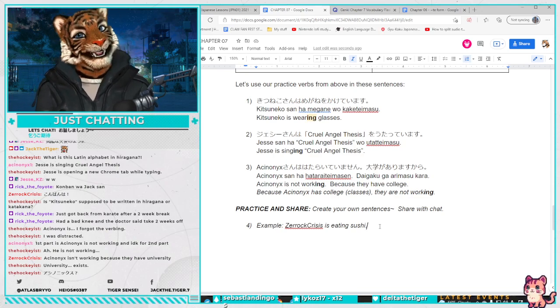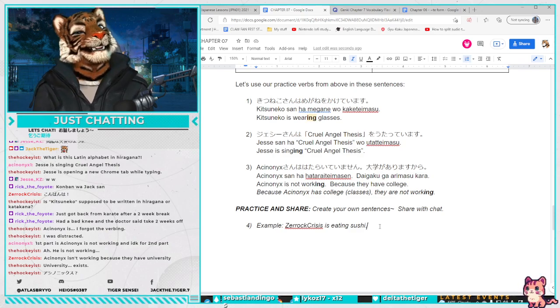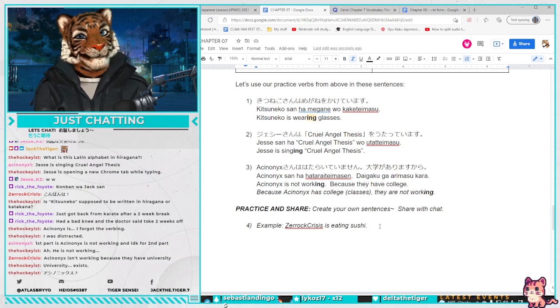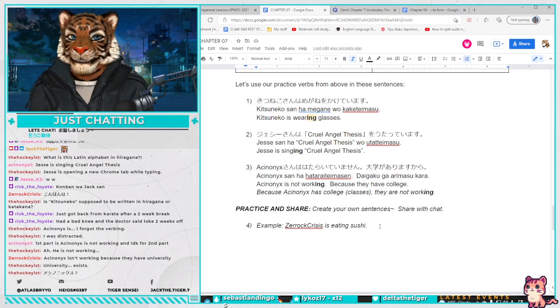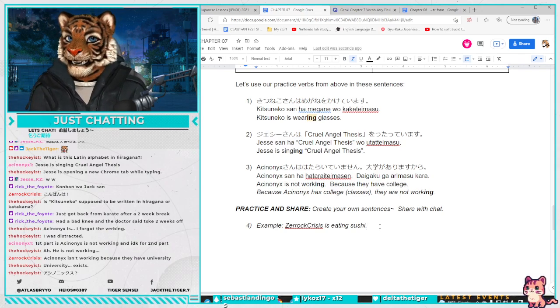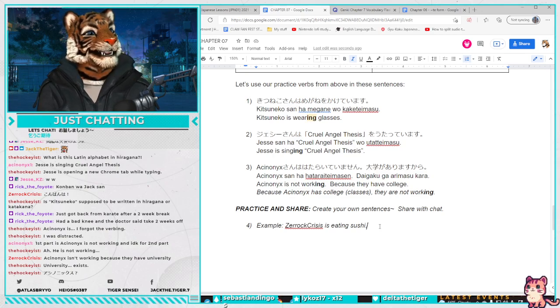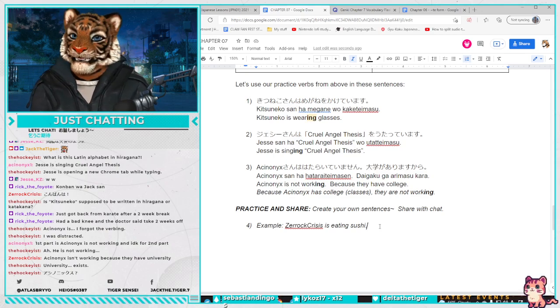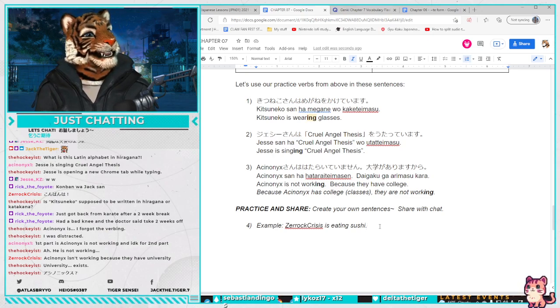Please use, I can use that word. We learned that scout to use. Teiru o tsukatte kudasai. I'm so happy we're in Japanese too, because I can use all these other verbs I've been wanting to use. So Zarak Crisis is eating sushi wa teiru o tsukatte nihongo de wa nan desu ka? Chat de type shite kudasai.